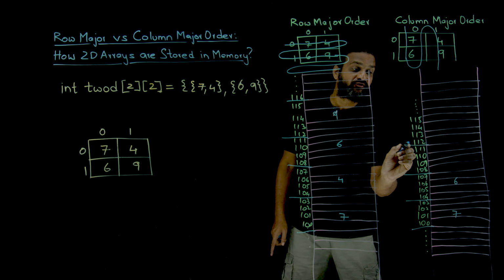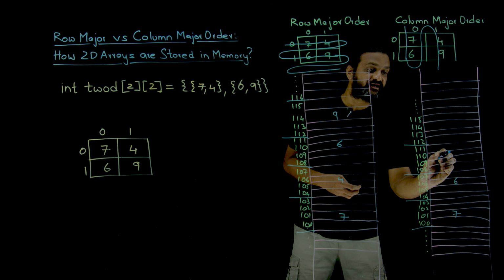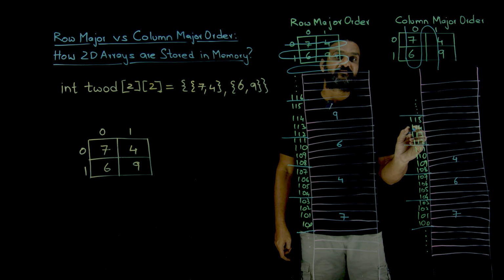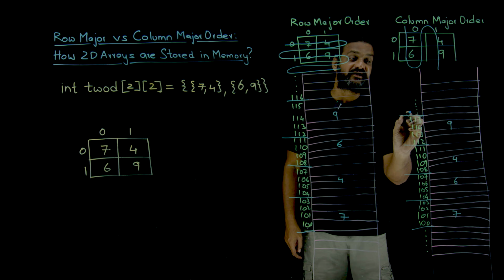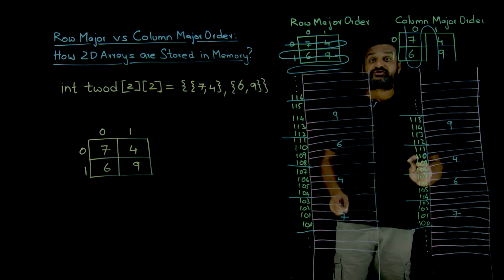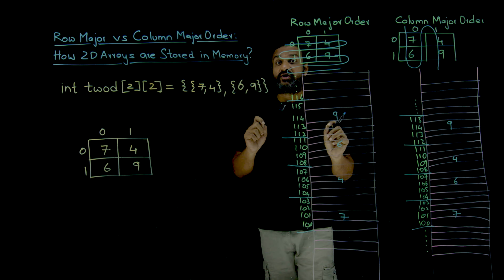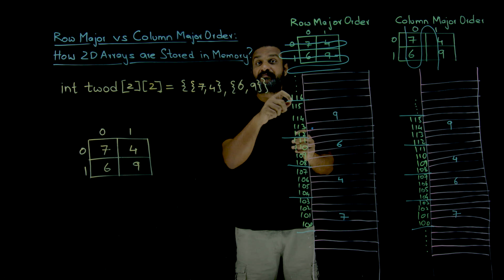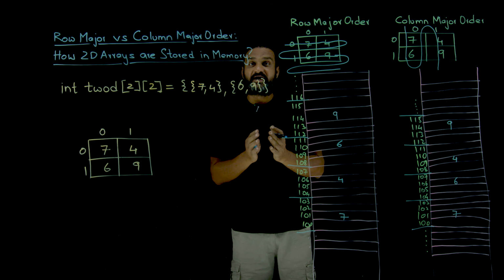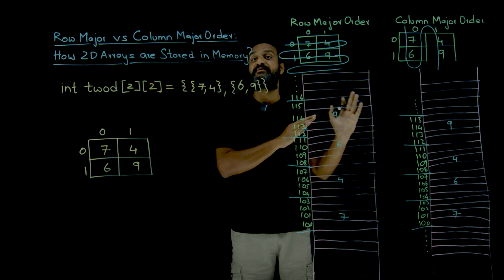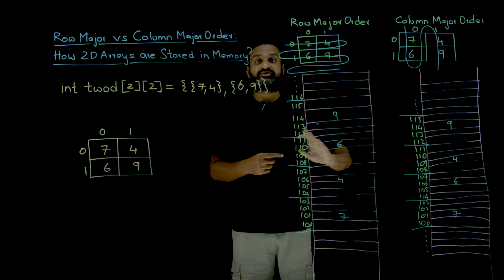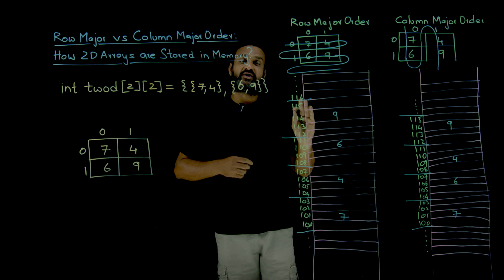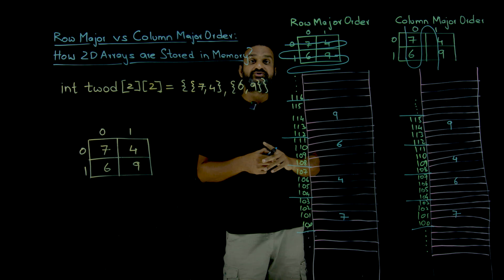Now the third 4 bytes of space will be allocated for 4, and in the final 4 bytes of space, 9 will be allocated. So this is how the elements of a two-dimensional array get stored in memory. Depending on the compiler's implementation, it may be row major order or column major order. We have seen both cases. So this is how the elements get stored in memory. That's it for this video.